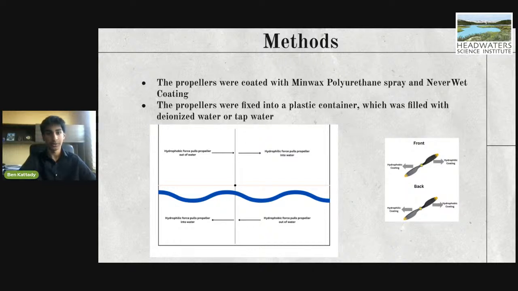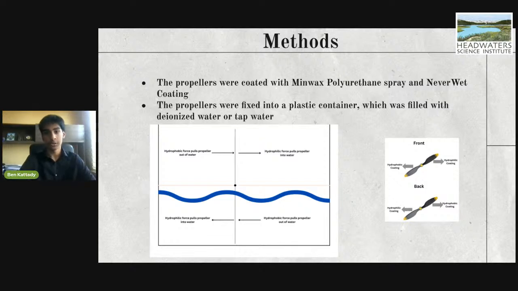These are the methods that we used for our experiment. Firstly, our propellers were coated with hydrophobic sprays and hydrophilic sprays. The hydrophilic spray we used in particular was polyurethane spray, specifically Minuax polyurethane spray. The hydrophobic spray we used was the Never Wet super hydrophobic coating spray.